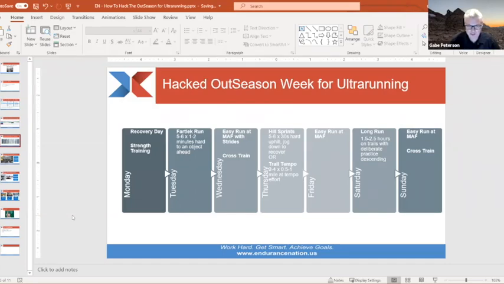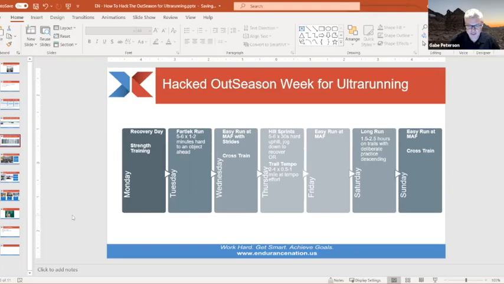Other quality sessions would be hill sprints. And again, these are pretty short. It's like 30 seconds. Find a steep hill. If you don't have hills, find stairs, run up them hard and then jog down to recover, and do that 5 or 6 times.